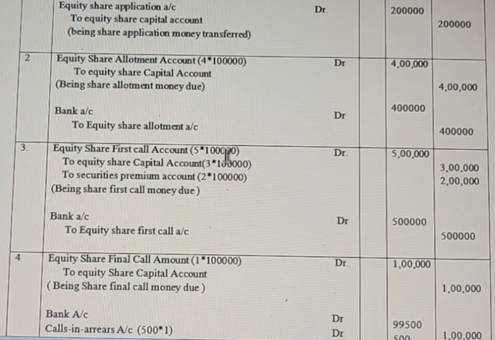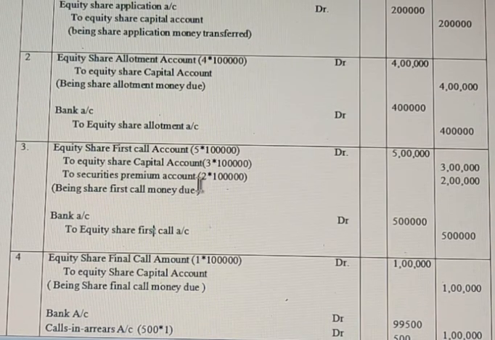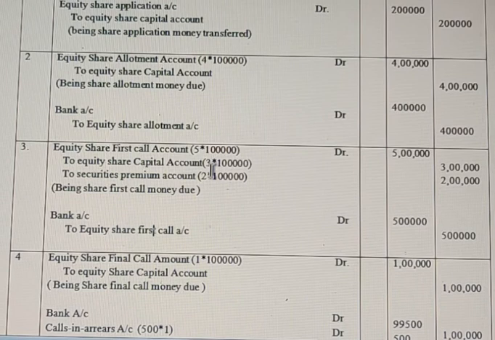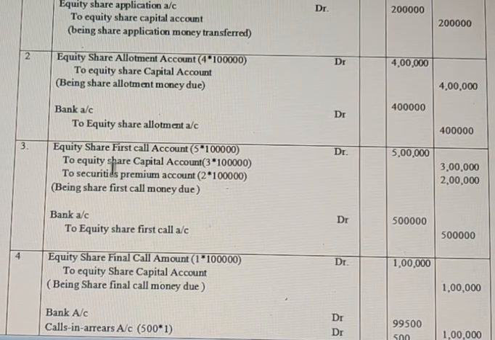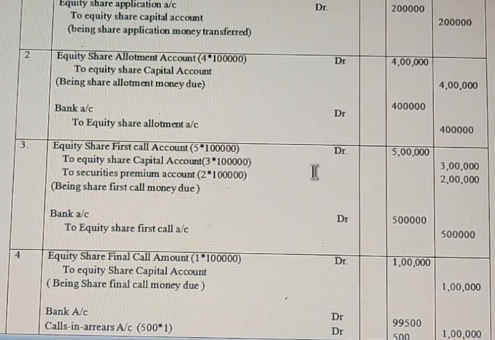So this 5 rupees includes premium. I've made it clear while analyzing itself. So it is very clear 2 rupees is premium, another 3 rupees is the first call value. Going to the next credit entry, that is to equity share capital account, you're receiving 3, that is first call value. The next important entry is to securities premium, rupees 2 into 1 lakh, you're getting 2 lakh.